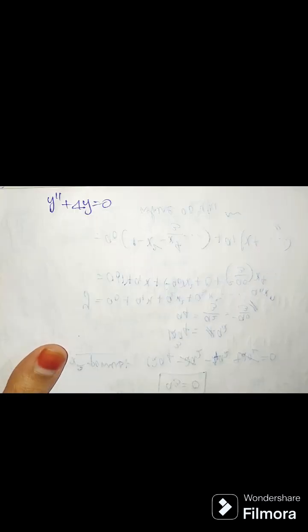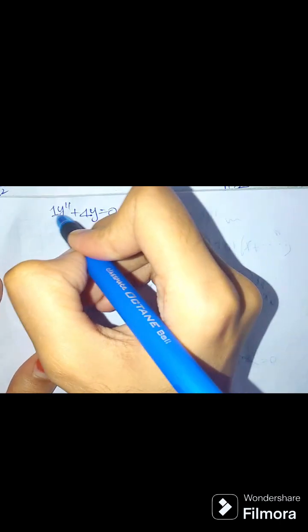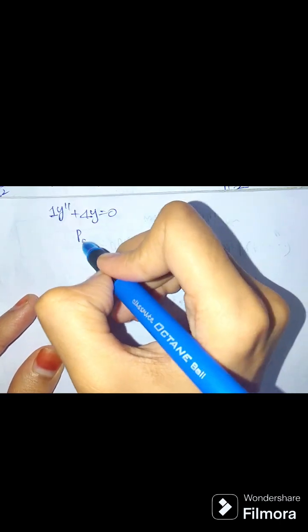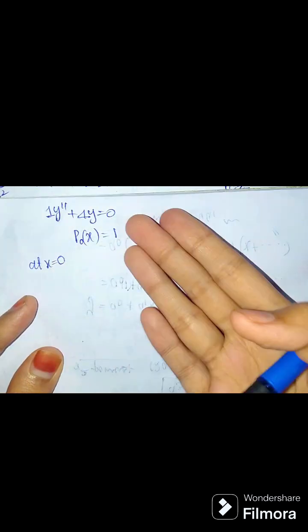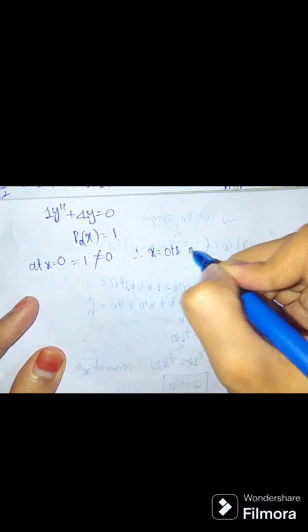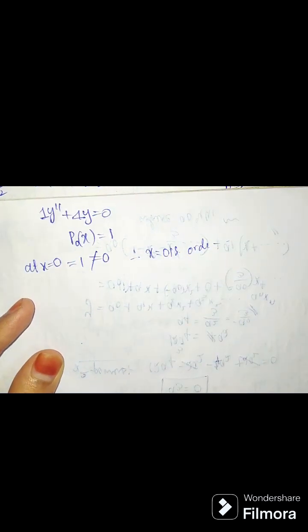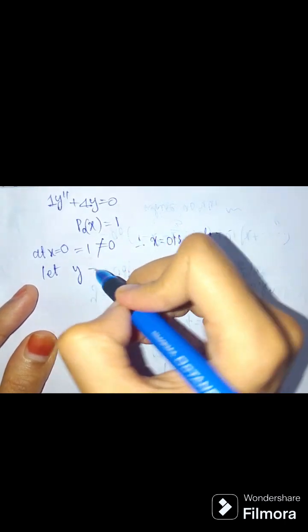Now we will do it. Here it's not given in the question that it is an ordinary point, but you can clearly see the coefficient is 1. So here p0 of x is 1, and at x equal to 0 it is definitely not going to change, right? 1 will be 1 only, so it can never be 0. Therefore, x equal to 0 is an ordinary point.